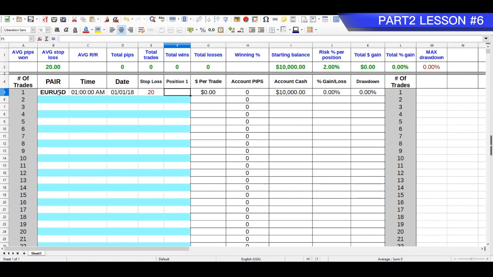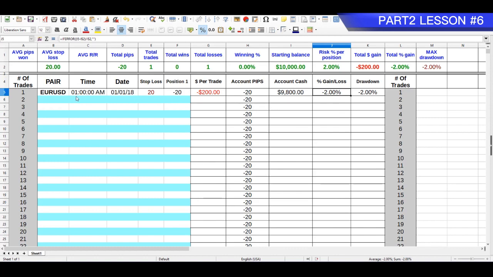So let's say we lose this trade. We would put negative 20, and once I hit enter, you'll see that all the other cells automatically are filled. So if I hit enter there, you'll see that our account cash went from 10,000 to 9,800. We were risking 2%, right here's our risk per position, of a $10,000 account, meaning we were risking $200, bringing our drawdown to 2% and our percent gain loss to 2%. So as you can see, everything automatically gets filled.